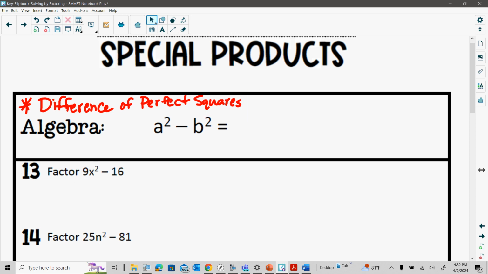All right, and the key thing is the reason why it's different is that you must see subtraction for it to be a difference of perfect squares. So right here, the minute I see subtraction, okay, must see subtraction in order to do this little shortcut.